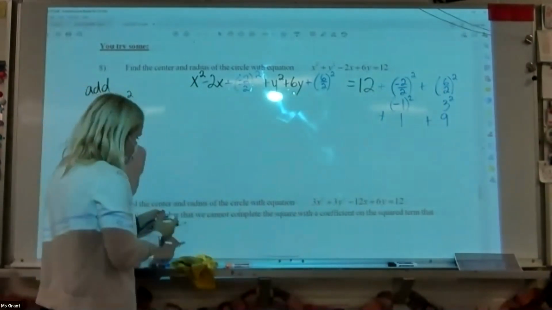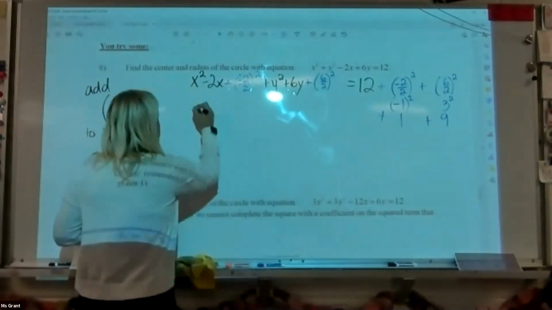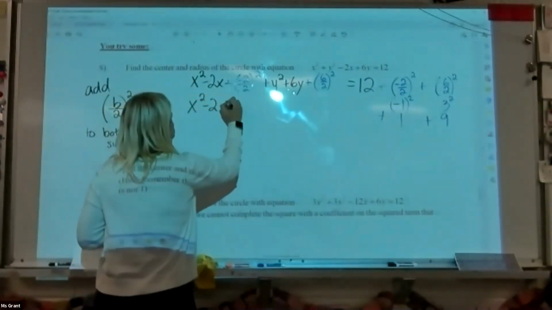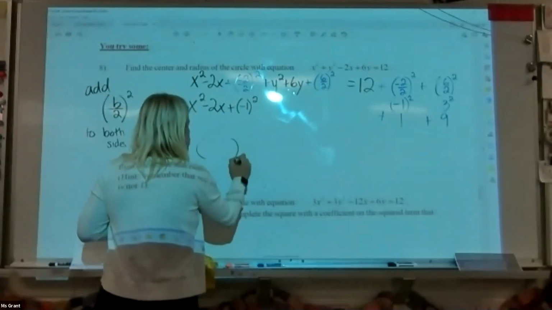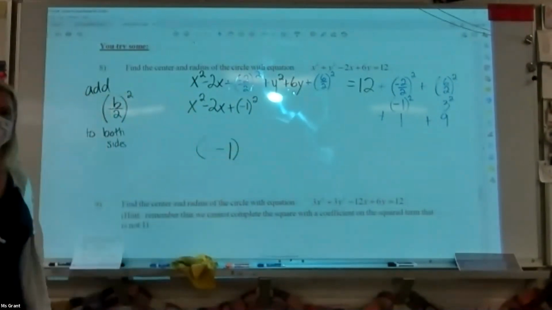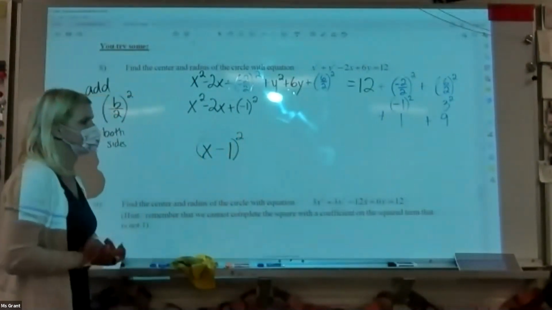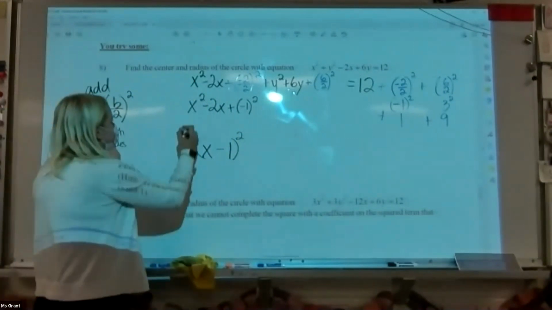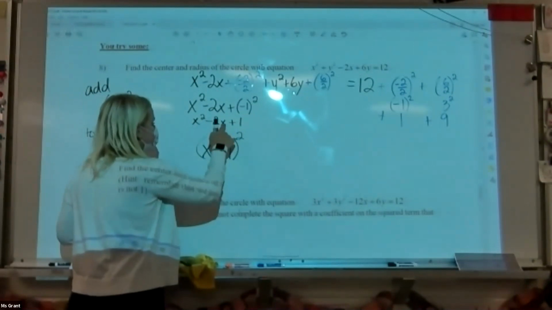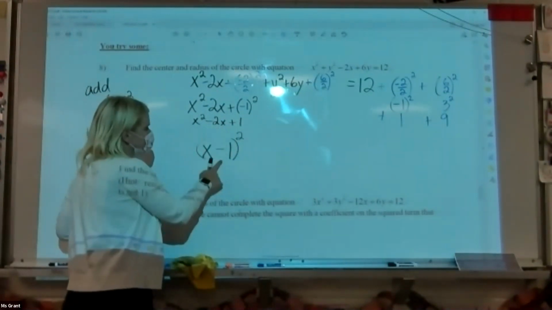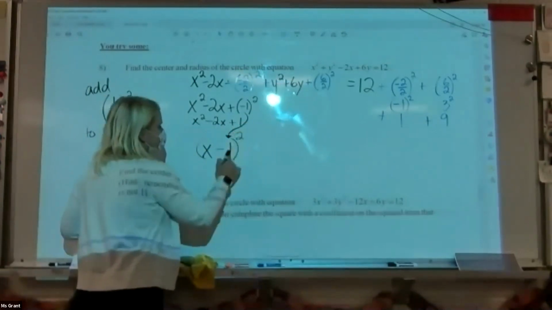So let's do a little simplifying. X squared minus 2x plus this negative 1. The reason I'm putting it there is because that's what's going to be in my factored parentheses. Yes, this trinomial is x squared minus 2x plus 1. Here's the factored version of it. But this is the connection I want you to make, the negative 1, negative 1.